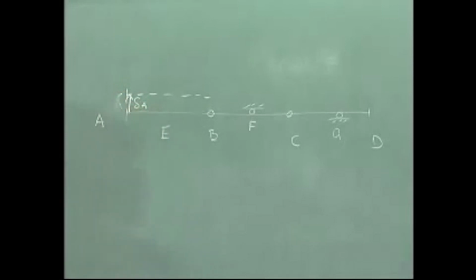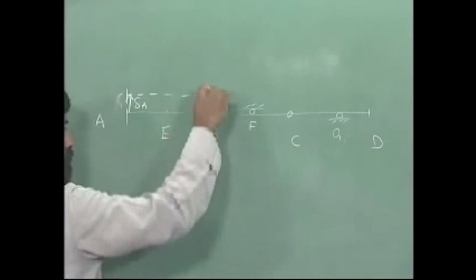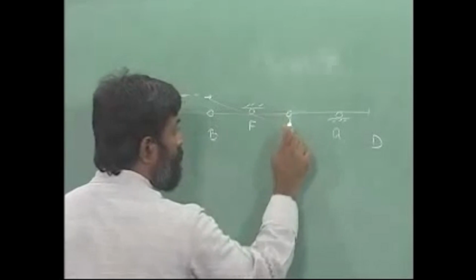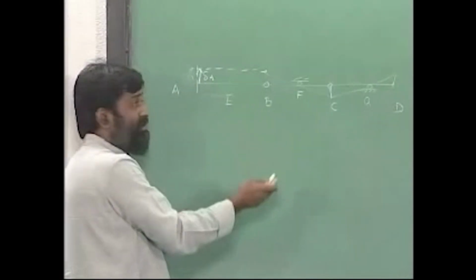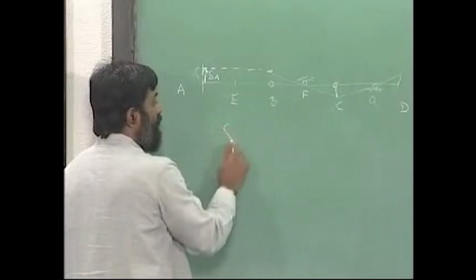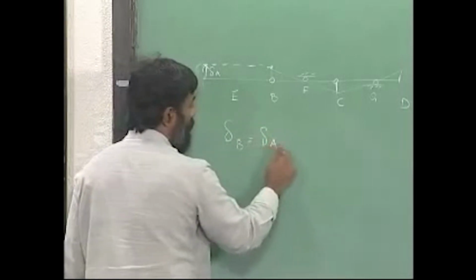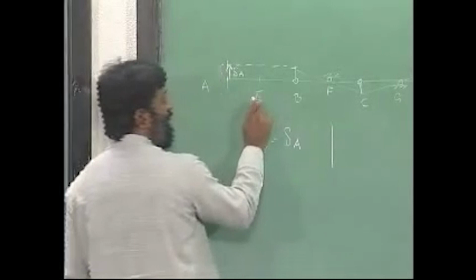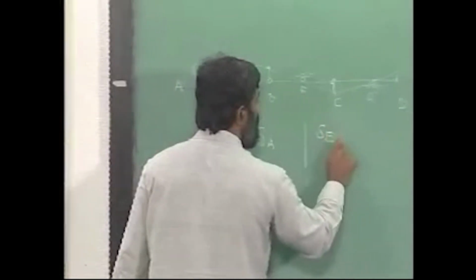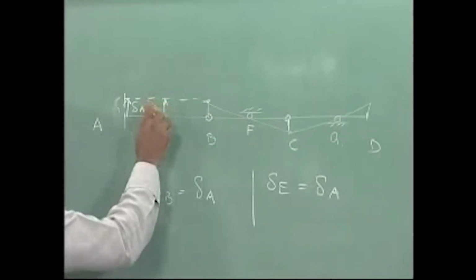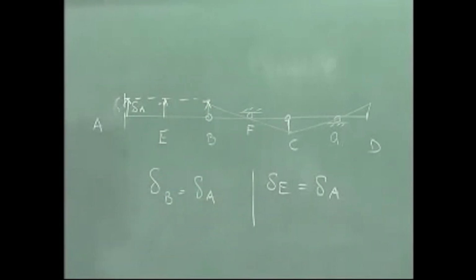Delta A. So, let us start from here. I know geometry is very simple, so I am just going to go fast. Delta A, delta B, if I have to find out, delta B is equal to delta A. We also have delta E in between, delta E is also equal to delta A. Delta E is in this direction, delta B is in this direction, alright.